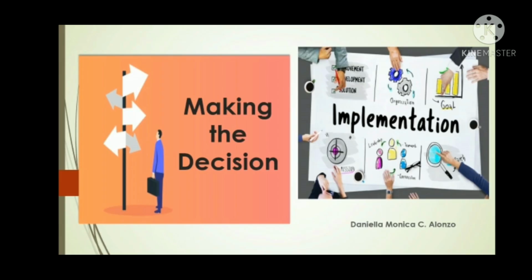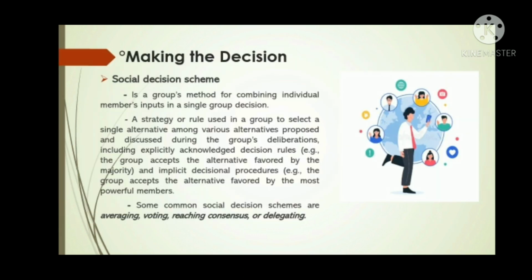To continue, I'm going to discuss making the decision and implementation. First, making the decision. A social decision scheme is a group's method for combining individual members' inputs into a single group decision. Some groups have already defined ways of making a decision.